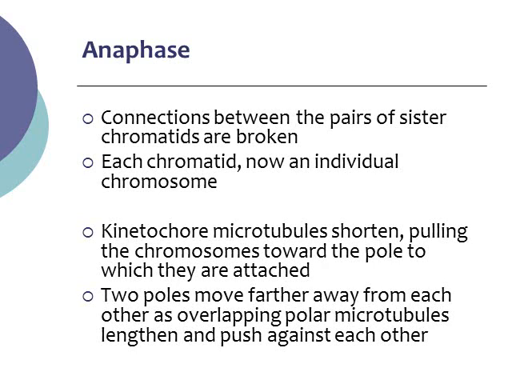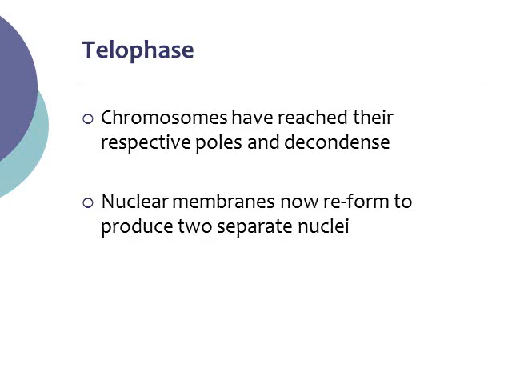Those kinetochore microtubules then shorten at the poles, and they pull those chromosomes towards the pole to which they are attached. In addition, the 2 poles are going to move further away from each other because the polar microtubules will lengthen and push against each other. So chromosomes are being pulled towards the poles, and the cell is pushing the 2 poles away from each other. And then once the chromosomes have reached their respective poles, they start to decondense down from their really condensed chromosome structure, and a new nuclear membrane is going to reform around the 2 separate nuclei.